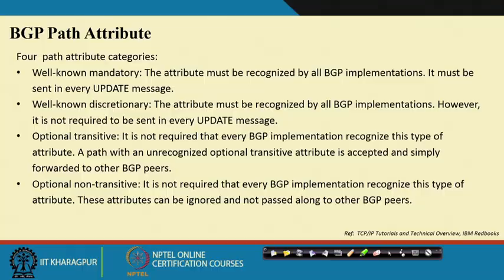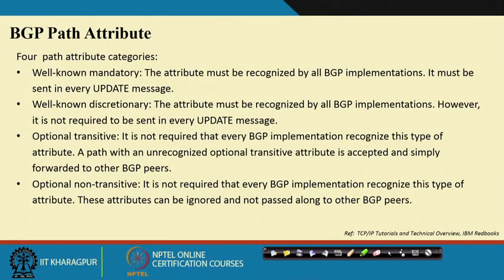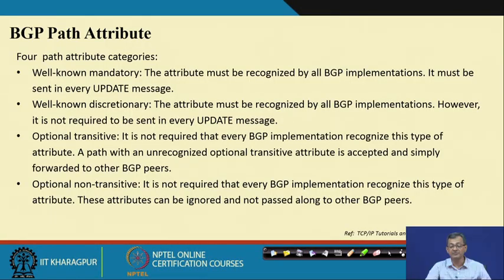We also discussed earlier, and will go through quickly, that there are 4 path attribute categories, as we discussed in the path vector protocol. One is well-known mandatory: the attribute must be recognized by all BGP implementations and must be sent in every update message. Well-known discretionary: the attribute must be recognized by all BGP implementations, however it is not required to be sent in every message, so it is discretionary.